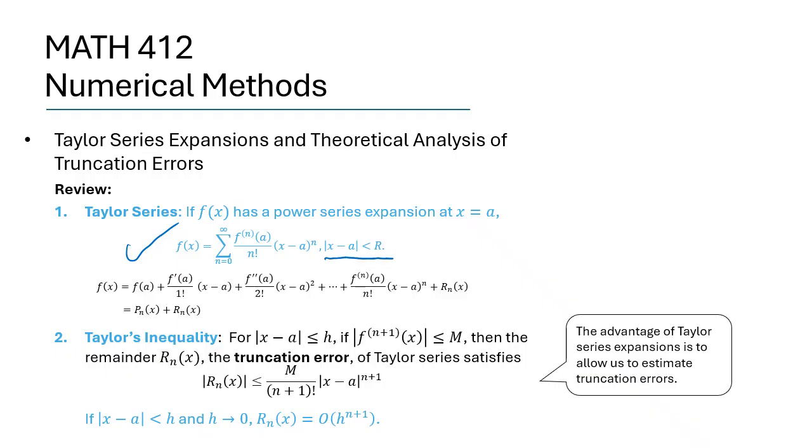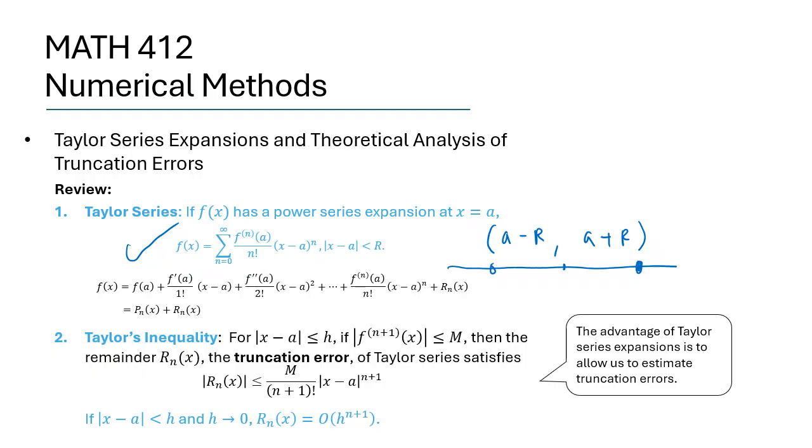This holds on the interval from a minus r to a plus r. And this interval is called what? Do you still remember the concept? The interval of convergence. And this r is the radius of convergence of this infinite series.